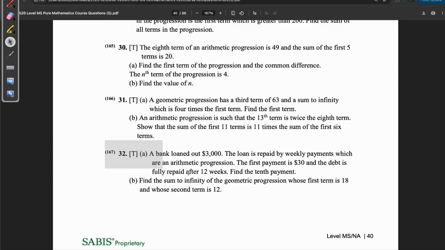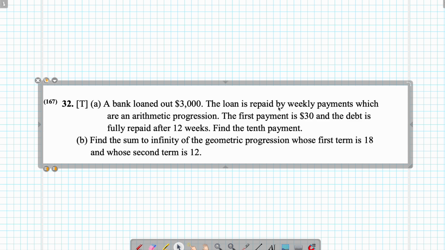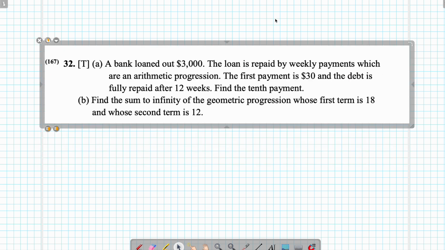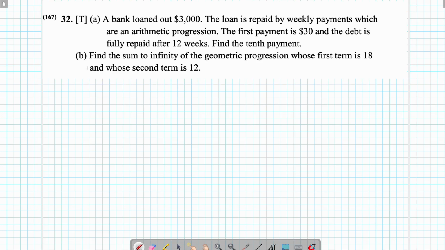A bank loan got $3,000. The loan is repaid by weekly payments, which are an arithmetic progression. The first payment is $30, and the debt is fully repaid after 12 weeks. Find the 10th payment. So here they said Sn is equal to 3,000. Do not get confused with the compound interest. That's a whole other rule.